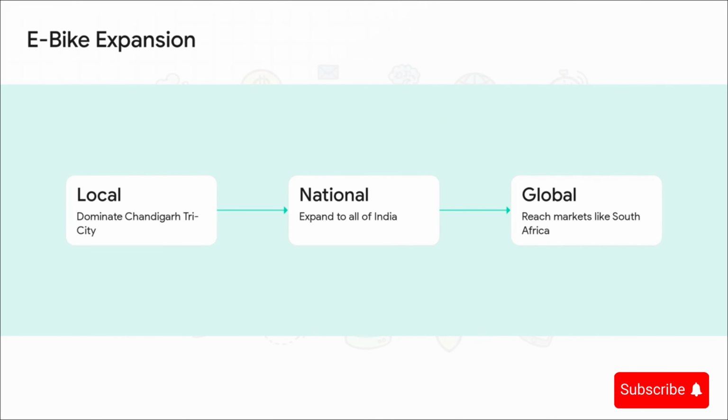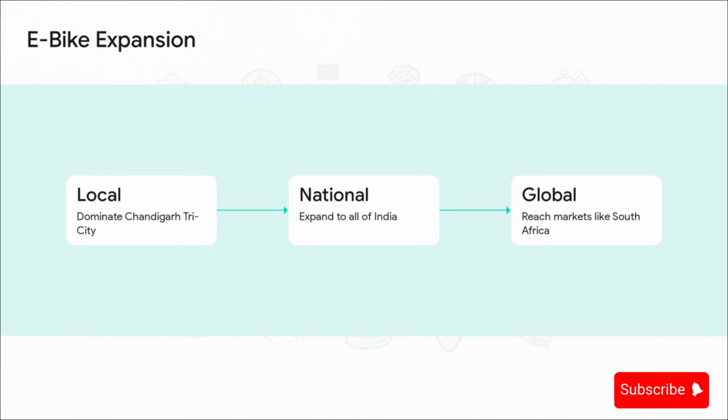Okay, meet our hero. Imagine a manufacturer based right in Chandigarh, India. They've got their own plant, and they make these absolutely phenomenal e-bikes. Battery-operated bikes that are just taking the local market by storm. Right now, they completely dominate the Chandigarh Tri-City area. Sales are fantastic within, say, a 50 to 100-kilometer radius.